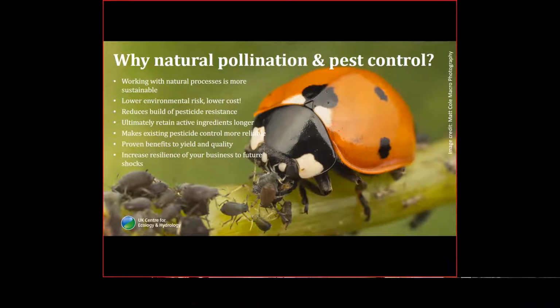And as I said before, in terms of pollination, there are proven benefits to yield and quality. Ultimately, it's about building resilience of the business to the future. Again, back to Julian's analogy about the factory floor. It's a bit of everything. We're not saying go organic, but we're saying, work with the natural processes as much as possible.